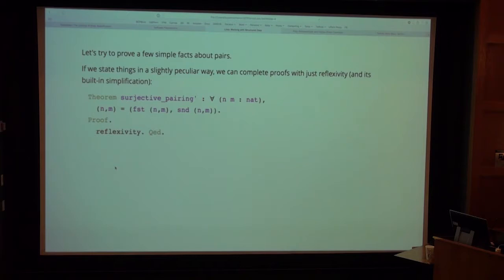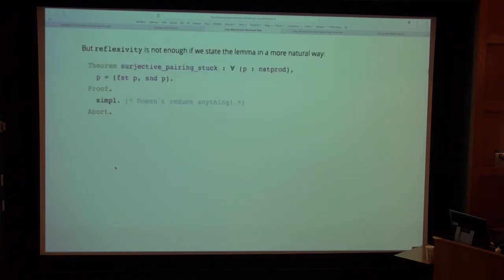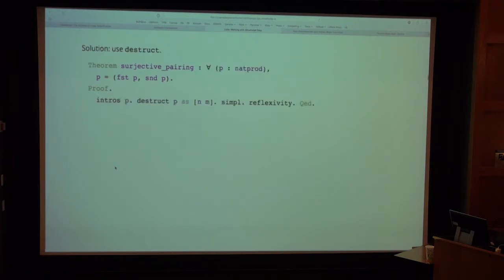Here's a simple thing we would like to show about pairs, that every pair is equal to the pair of its first projection and its second projection. And this proof is very easy if we write the theorem in this kind of peculiar way. But a nicer way to write the theorem is this, that anything of type pair is equal to the pair of its own first and second projections. And this doesn't simplify, so reflexivity does not prove it. How do we prove it? With destruct. So once again, destruct is our friend.